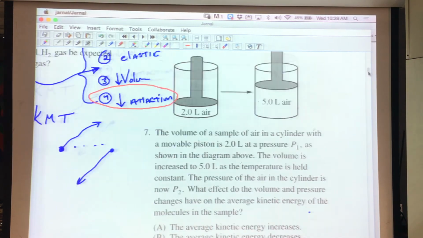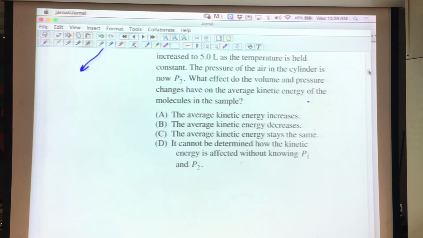Number 7. My gosh, some of these questions you should not get wrong. We have a whole scenario of gases. They love gases under pressure. Look at this entire scenario. My gosh, takes forever to read. What is this all about?